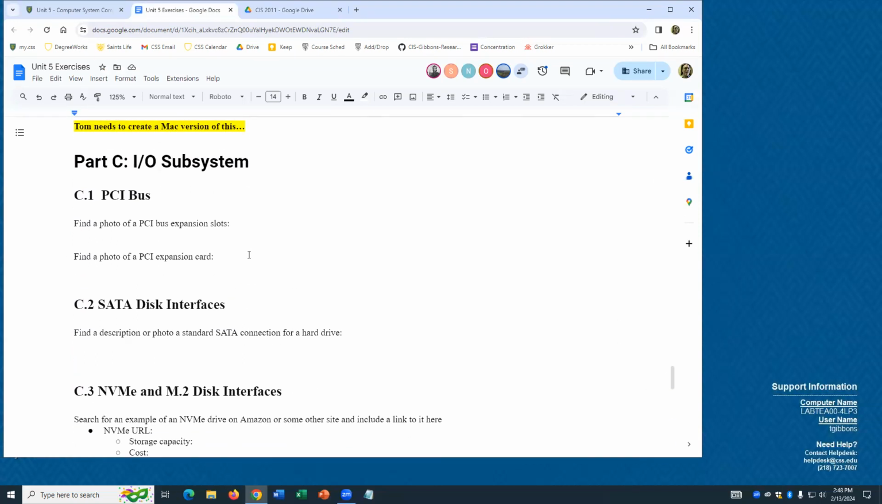So let's talk about the PCI bus. Most older computers, we used to put these cards in to expand them, and one of the main ways of connecting devices to the CPU was this PCI bus. There are different versions of this PCI format and different cards you could add to a computer. So I want you to Google PCI bus and find a photo of it. So I want you to go out there.